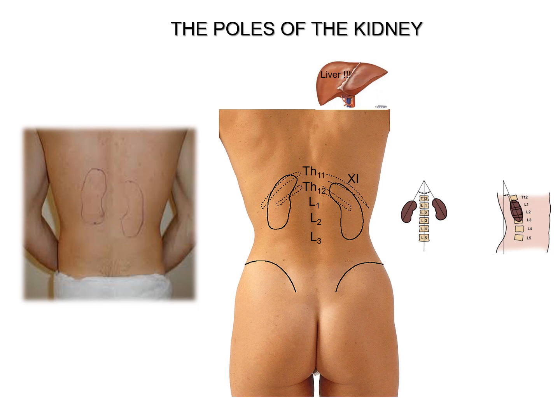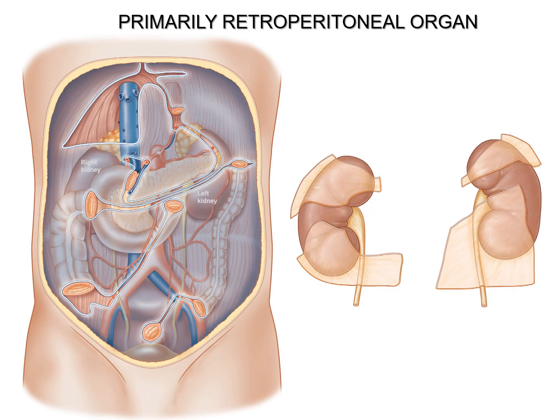The inferior pole of the right kidney is at the level of the 3rd lumbar vertebra, and the inferior pole of the left kidney is at the level of the lower border of the 2nd lumbar vertebra. In the fetal development and after that in adult, the kidneys are the primarily retroperitoneal organs. In the left picture, you can see right and left kidneys behind the peritoneum.